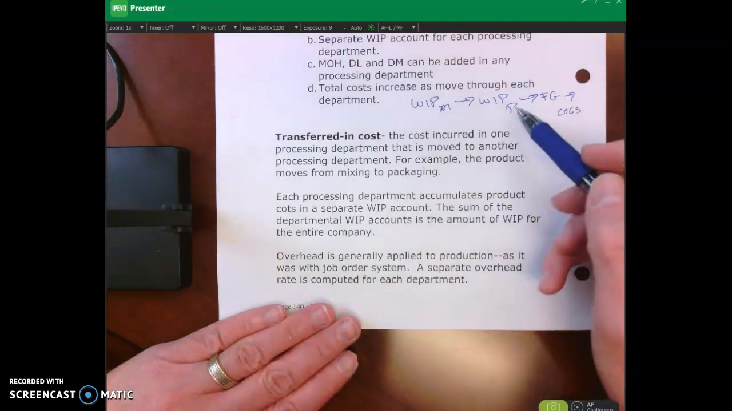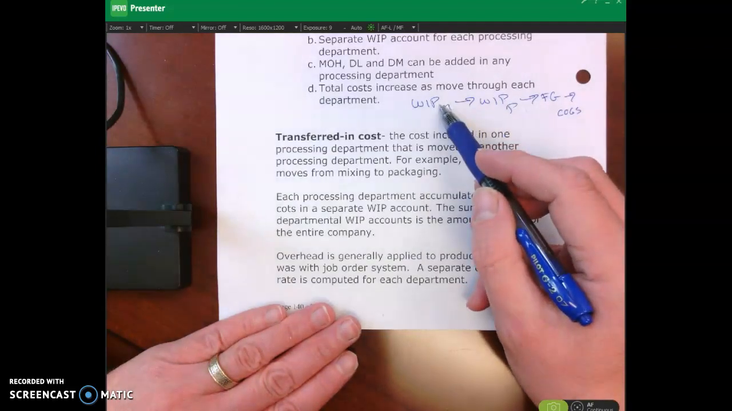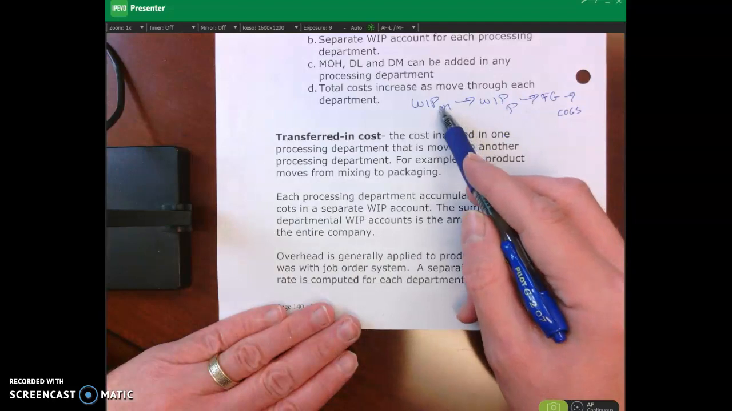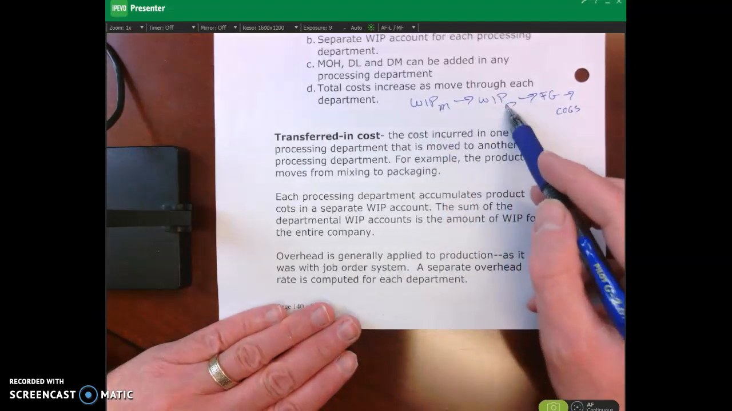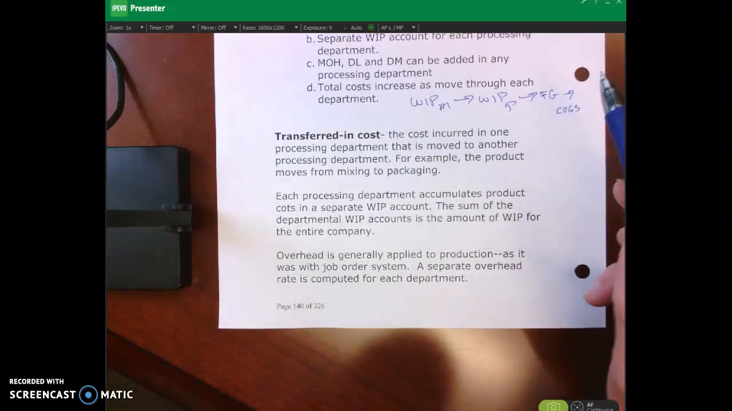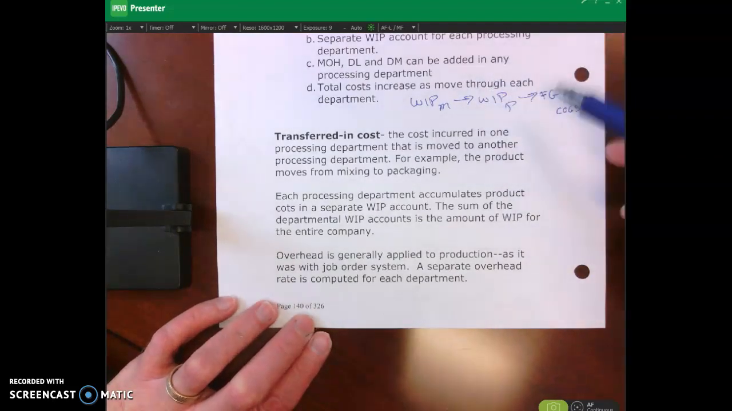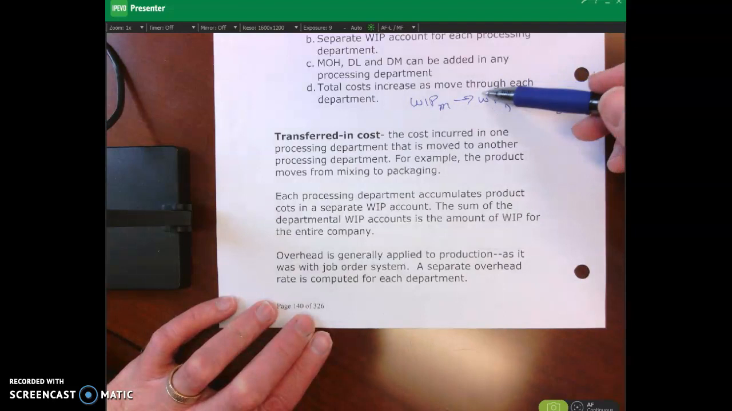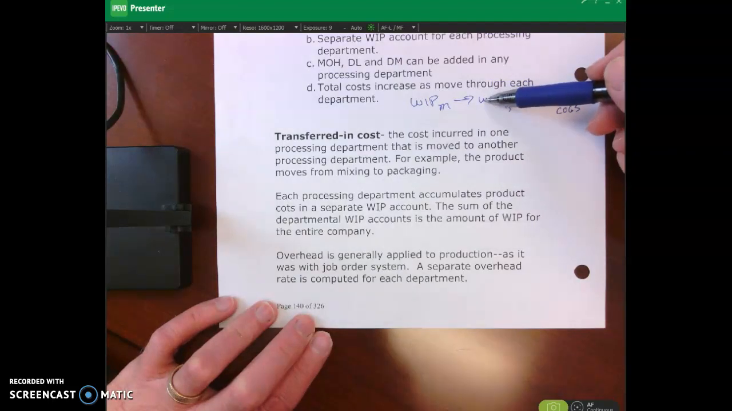WIP packaging receives a transferred in cost from WIP mixing because this is the product flow. It's mixed first and then it's packaged. And once it's been packaged, it's done, it moves to finished goods. Total cost will increase as we go throughout here, but also WIP packaging is receiving the cost from WIP mixing, and we call that a transferred in cost.